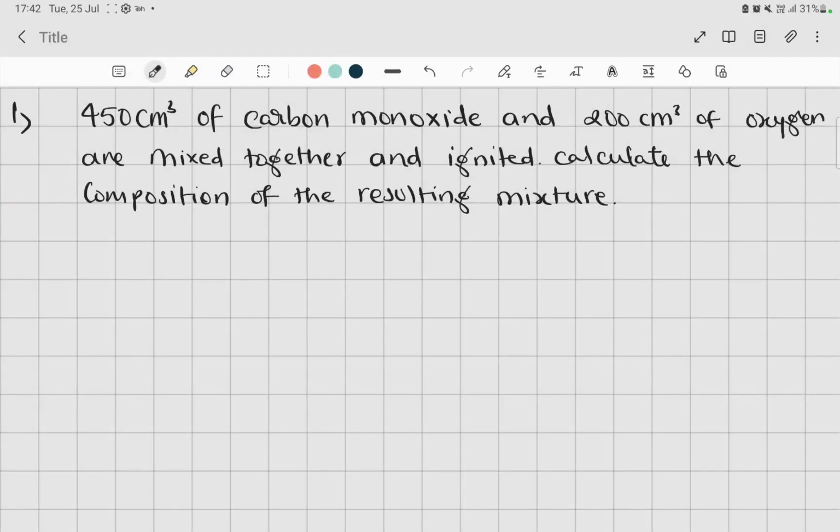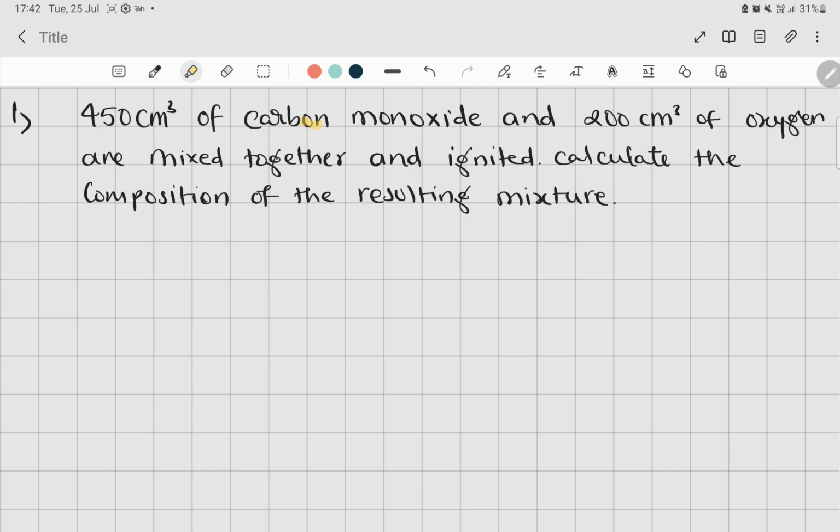450 cm³ of carbon monoxide and 200 cm³ of oxygen are mixed together and ignited. Calculate the composition of the resulting mixture. So this is a question from Gay-Lussac's law. How can we solve this question? First of all, we have to write the chemical equation for this.